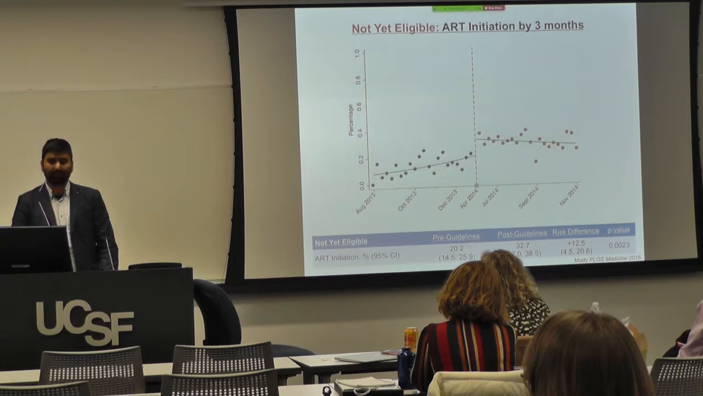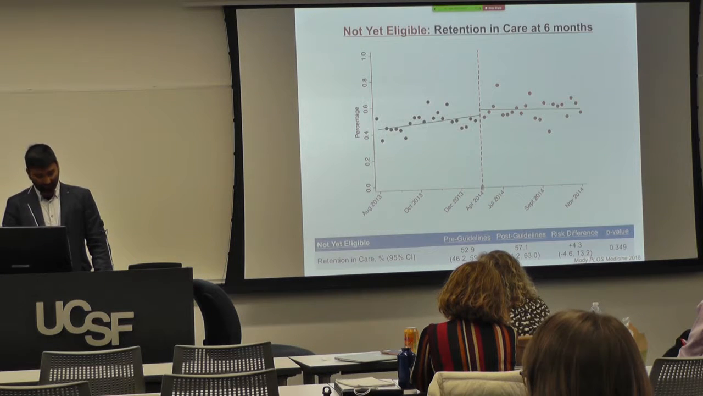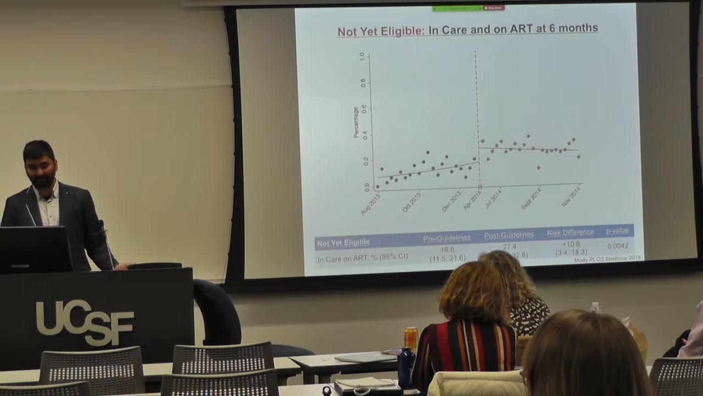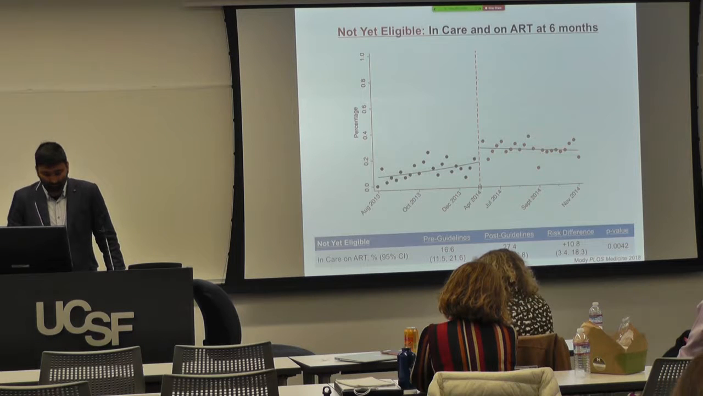And then lastly, we're looking at those patients not yet eligible, the ones with the CD4 above 500 essentially. We actually did see a bit of an increase in ART initiation in this group as well, a 13% increase. No effect on retention, and a 10.8% increase in those in care and on ART.